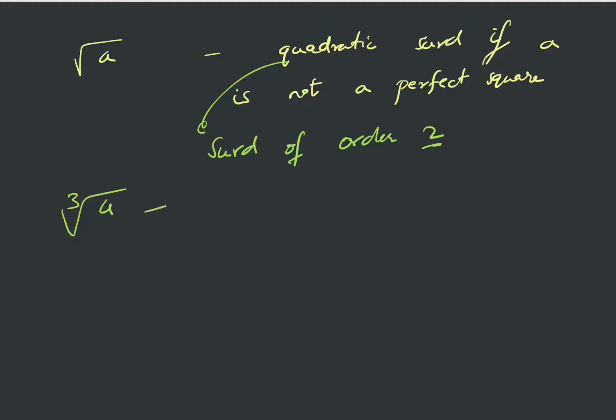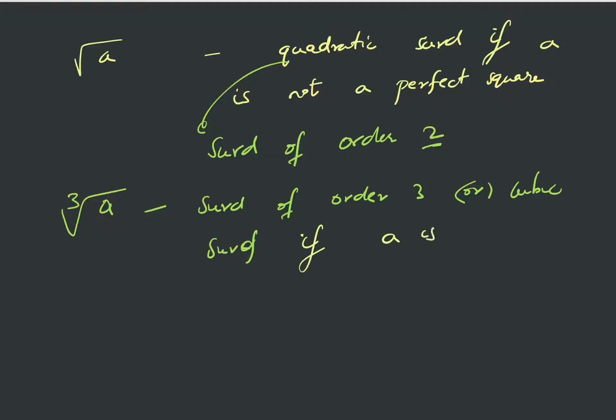Similarly, if you have cube root of a, then this is a surd of order 3, or you can call it a cubic surd, right? Of course, first of all, this should be a surd, and that is true if a is not a perfect cube. So this is a basic idea of what is a surd and what are different types of surd, right?